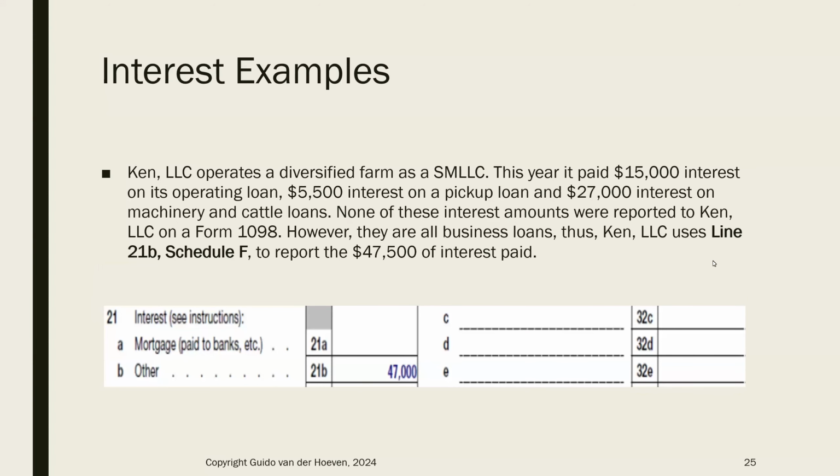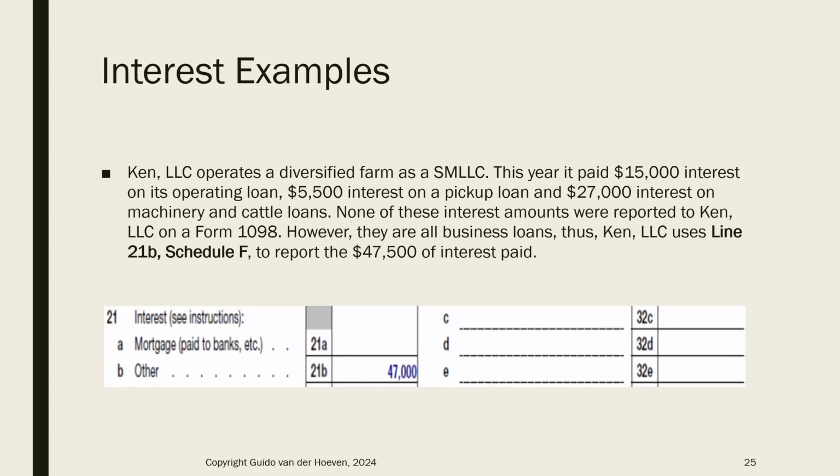This one's a little different. Here we've got Ken. It's an LLC. It operates as a single member LLC. So remember that that's going to be kind of like a sole proprietorship. This year he paid $15,000 of interest on an operating loan. He paid $5,500 of interest on a pickup loan. Must be a really sweet ride. And then he had $27,000 of interest on machinery and cattle loans.